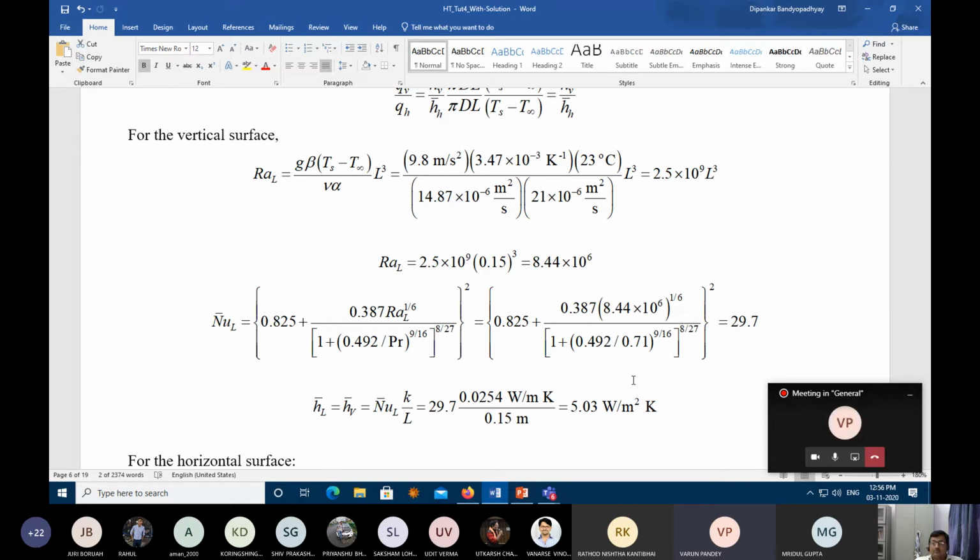Sir, around 2.504 into 10 to the power 9 into L cube. I haven't used it. L is 0.15. So you will get about 8 into 10 to the power 6. Yes, that is Rayleigh. Now calculate Nusselt number quickly.